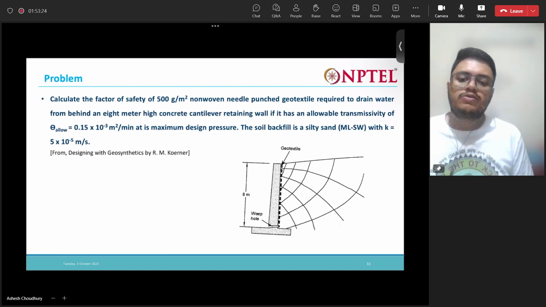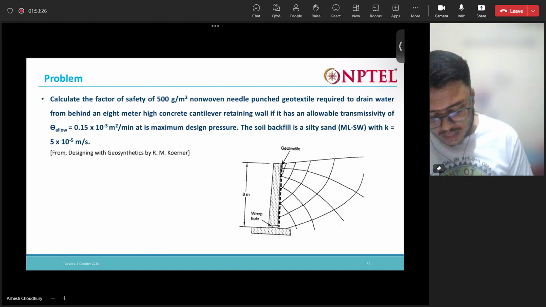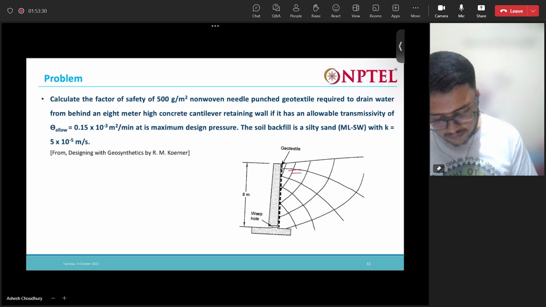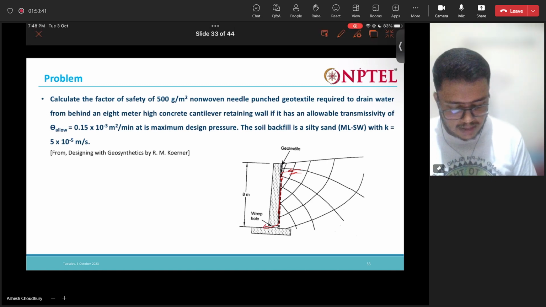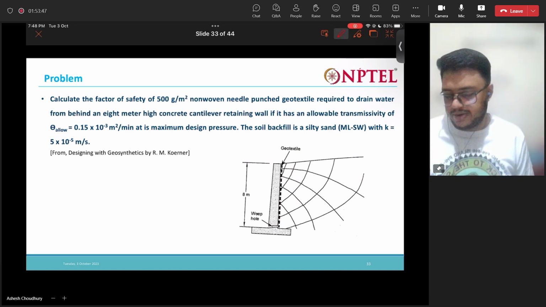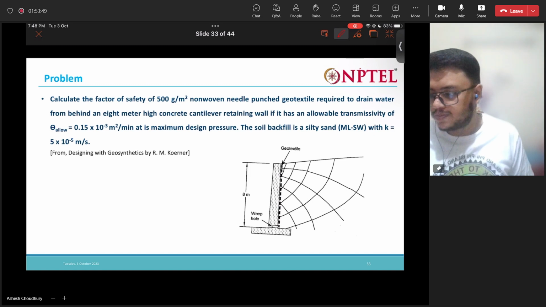Okay. So here we have a retaining wall. As you know, we need to drain the water out of the retaining wall. All the water that will be here in the backfill will enter into the geotextile drain. It will flow through the geotextile and then come out of the weep hole like this. So for that purpose we need to design the drainage. We design this drain.